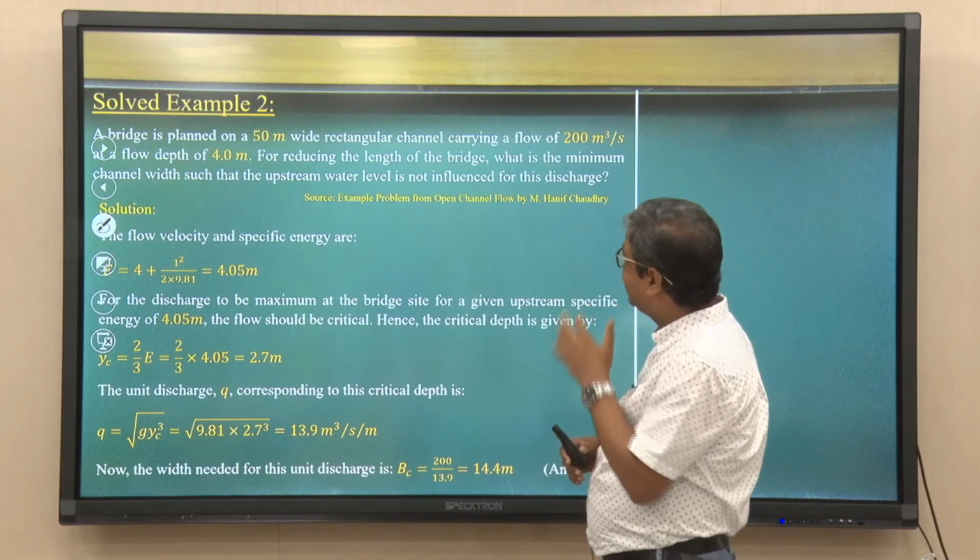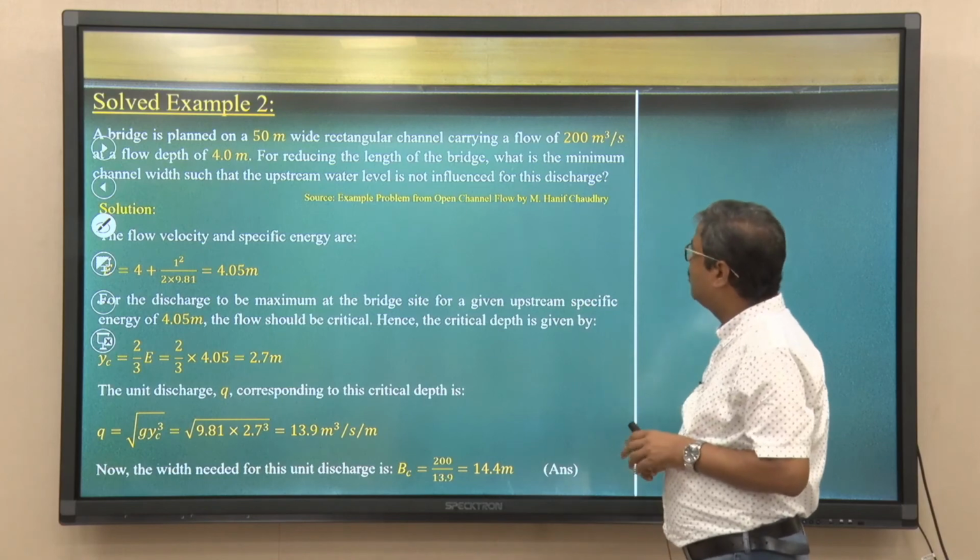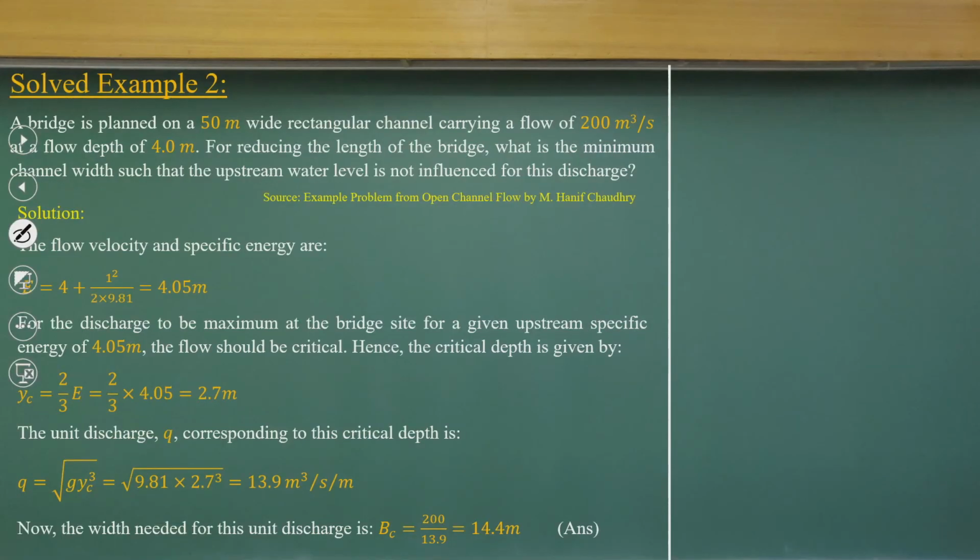The second problem is a very interesting problem which we have taken from the Hanif Chaudhry book. A bridge is planned for a 50-meter wide rectangular channel carrying a flow of 200 meter cube per second. Flow depth is 4 meters. We reduce the length of the bridge. What is the minimum channel width so that the upstream water level is not influenced by the discharge?